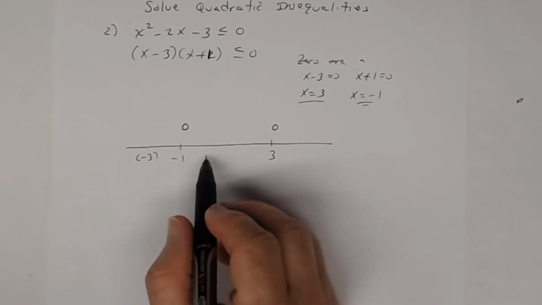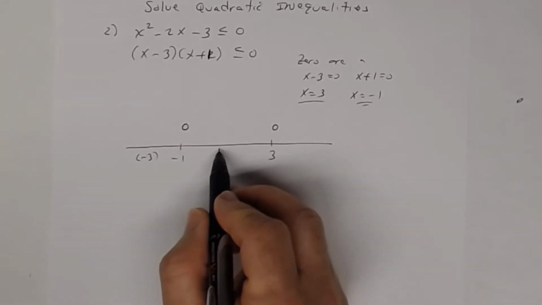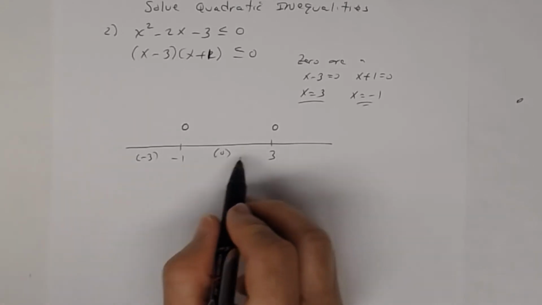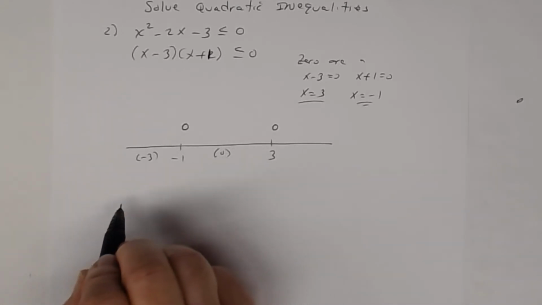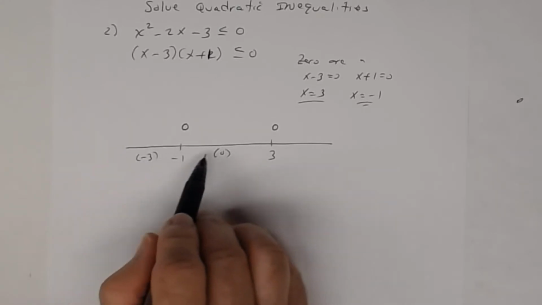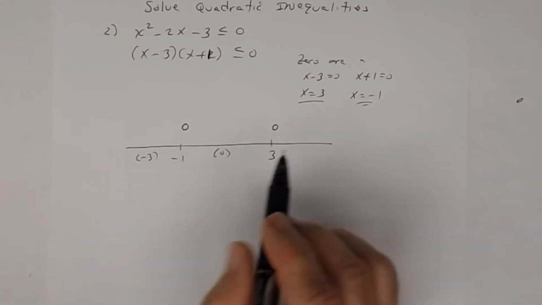So is 0 between -1 and 3? The answer is yes. I'm going to use 0. Now you could use any real number you want to in here. If you want to use a decimal or a fraction, you can. It does not matter. I wouldn't do it. I would stick strictly to integers as your test points.